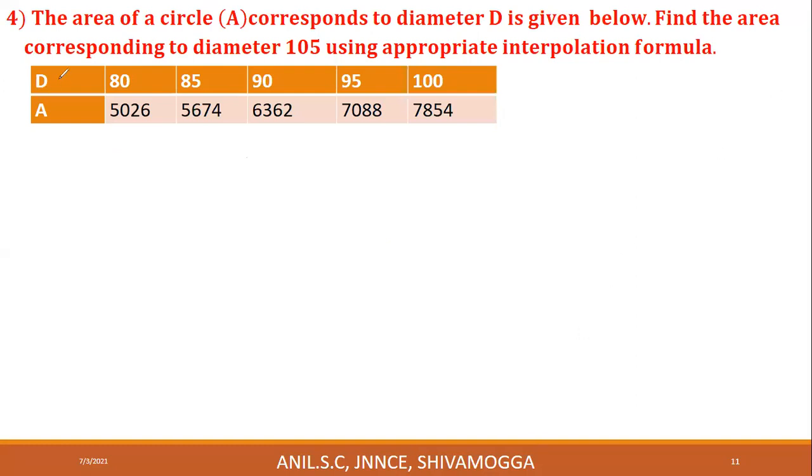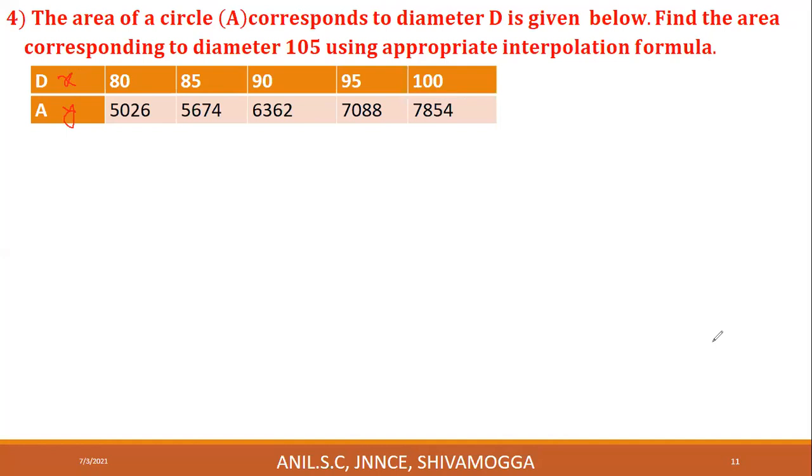This is x. D means x here, and this is y. Here x takes values 80, 85, 90, 95, 100. Correspondingly, y takes values 5026, 5674, 6362, 7088 and 7854. These are the values attained by y.